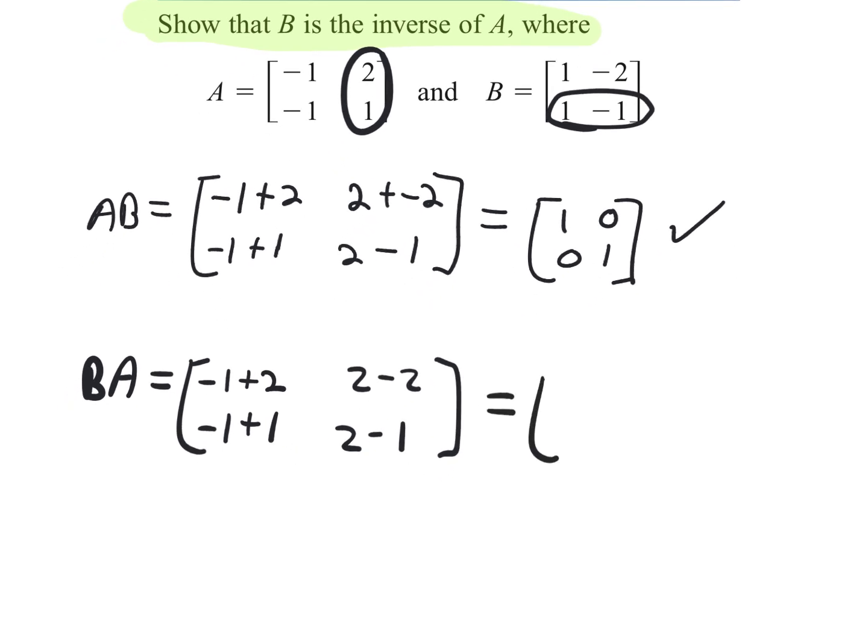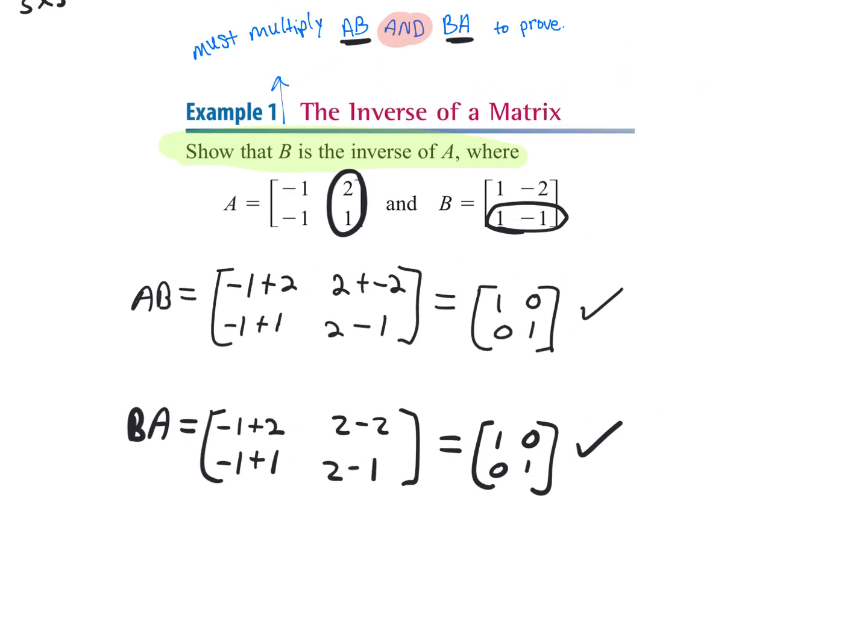And then does this get you the identity matrix? It does. So then these are inverses. So when it says show that these are inverses, you're just showing that.